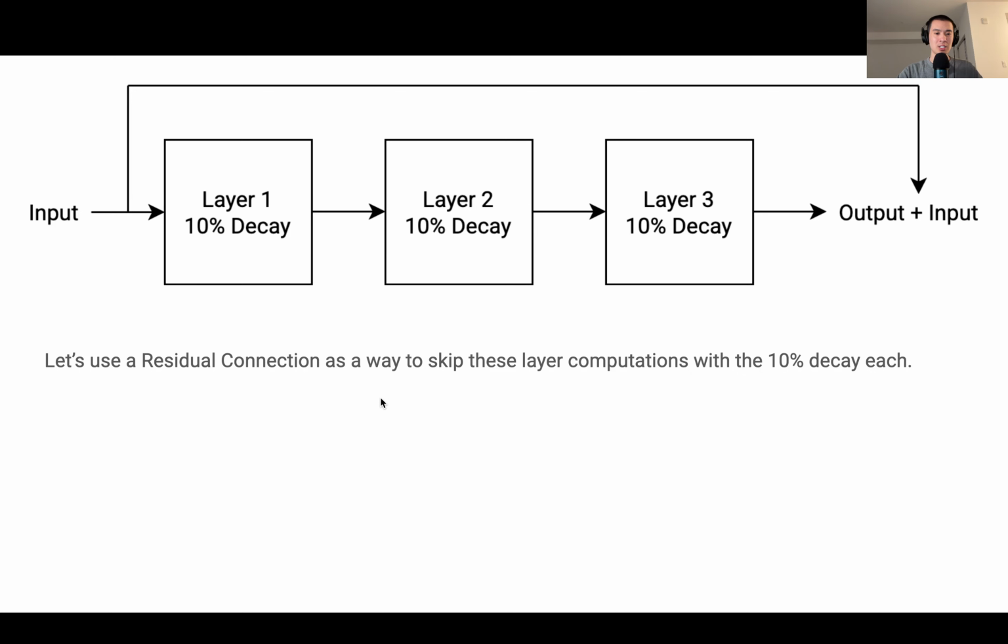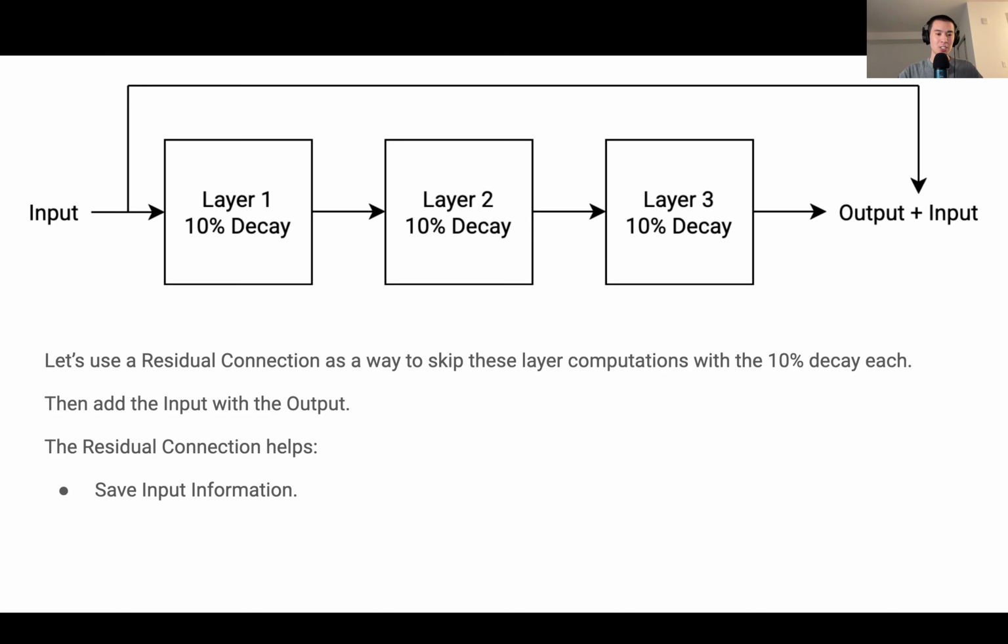Let's use a residual connection as a way to skip these layer computations with the 10% decay each. So here's the residual connection, which you can almost think of as like a shortcut. Then add the input with the output, as we can see here. The residual connection helps save input information and, less obviously, reduce vanishing gradients, because gradients will also use the residual connection.